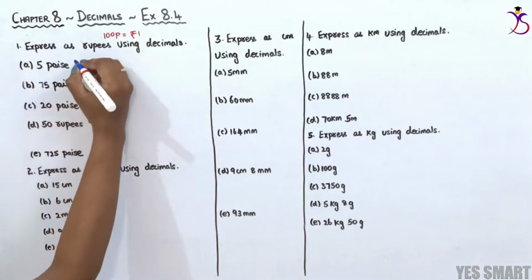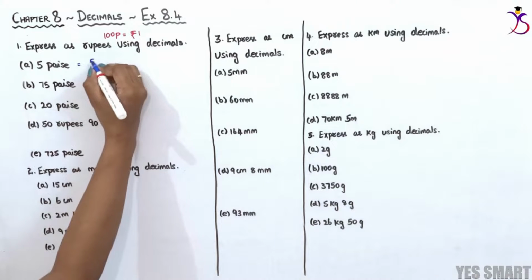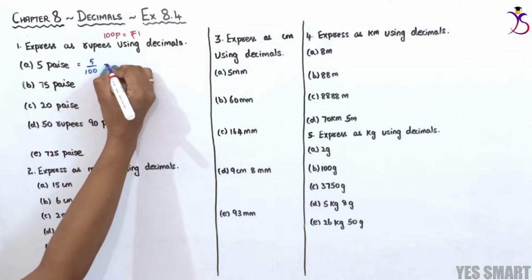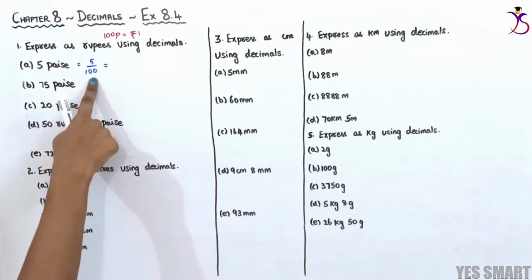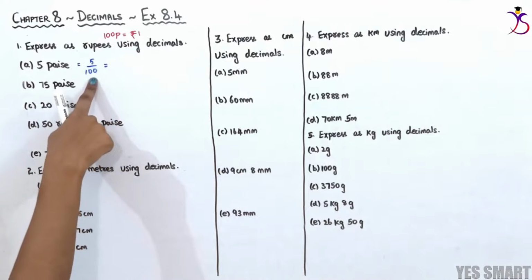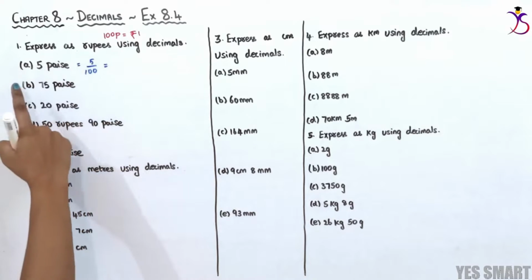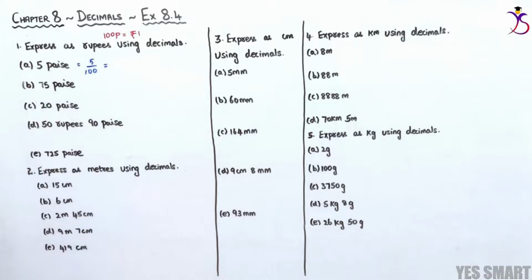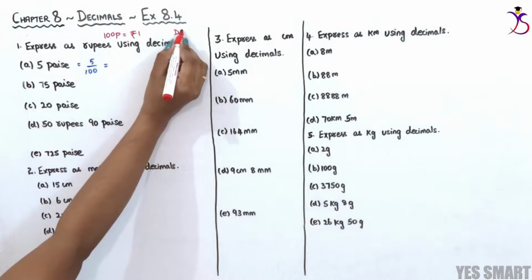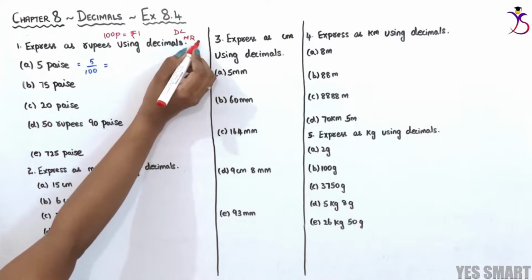So A subdivision, 5 pies. 100 pies equal 1 rupee. So 5 pies equal 5 by 100, because we are going from small to big. Small to big is always division. Only big to small is multiplication. Since this is small to big, it is division. Since we have zeros in the division, we are supposed to move the decimal point to the left hand side. If it is division, we move the decimal point to the left, but if it is multiplication, we move it to the right. So DL, division left, MR, multiplication right.